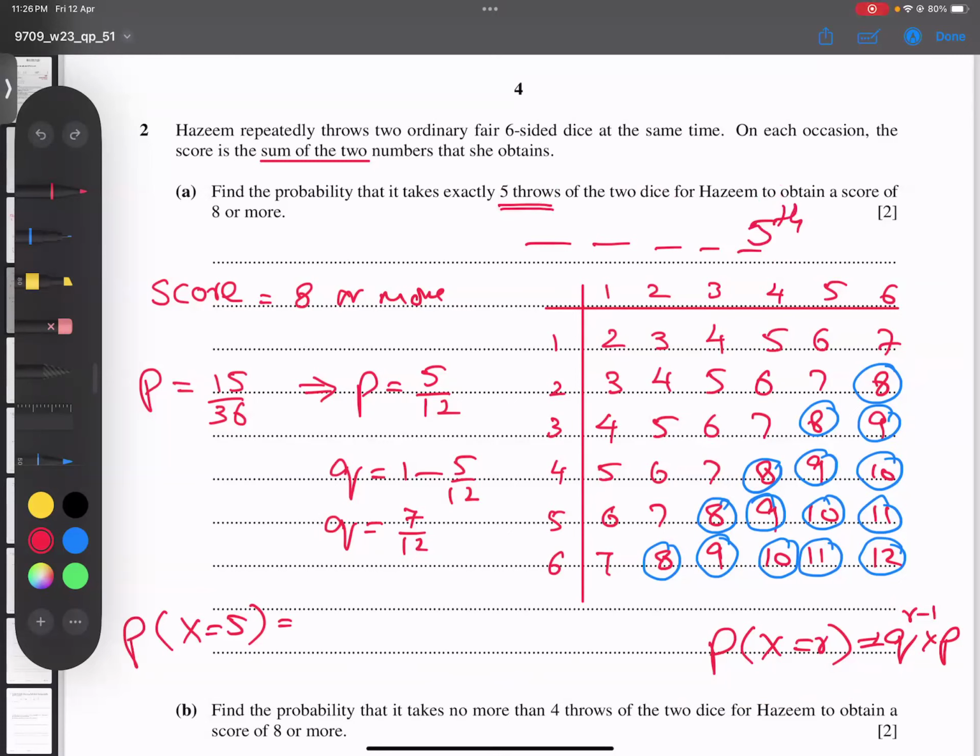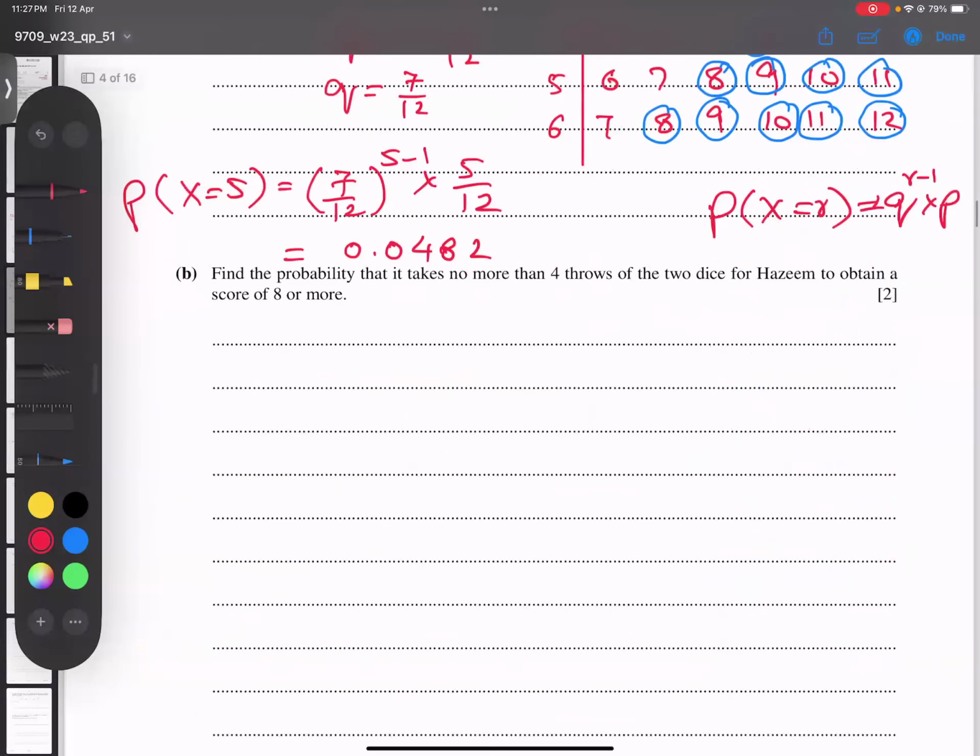So whenever this situation comes, we can say this because it's the fifth throw. So we can say that Q is 7 by 12 to the power 5 minus 1 into the P value, 5 by 12. I think the idea is clear. And when we type it in the calculator, it becomes 0.0482. So I believe the point is very clear, and I believe you understood the concept. So let's go for the next part.